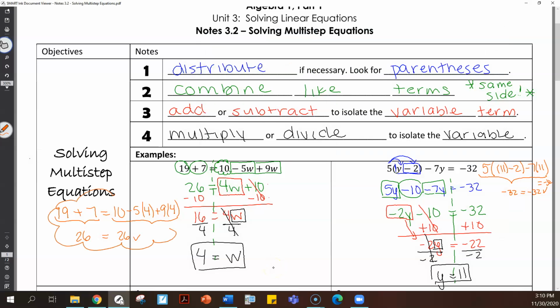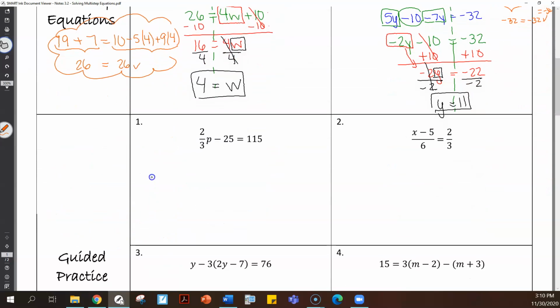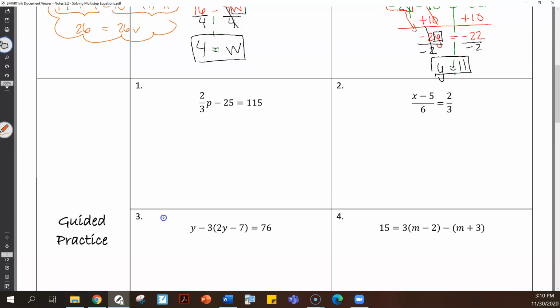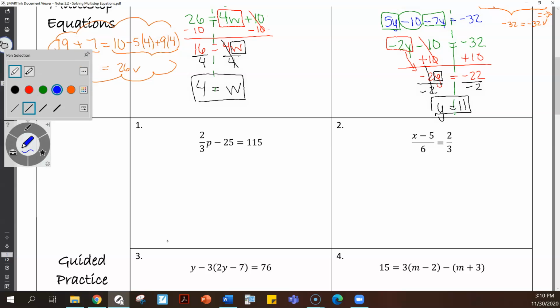Okay, I'm not going to show you how to check each one of these, but you should be checking them as you walk through the solving. So we're going to look at 4 more examples, and then I'm going to give you some time to practice on your own. So remembering the steps can be a little bit difficult.